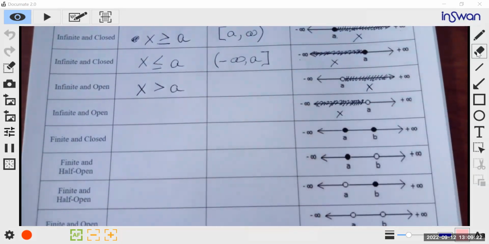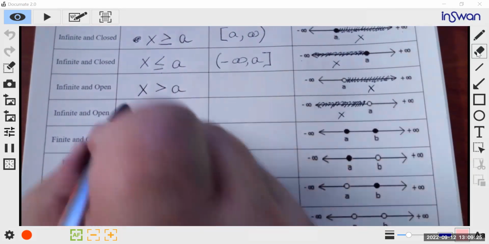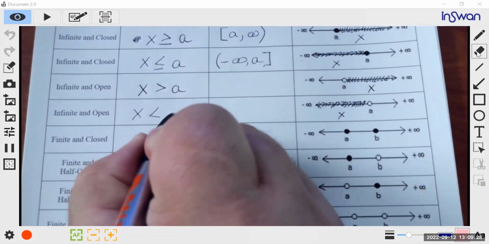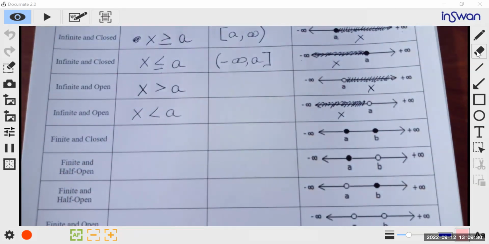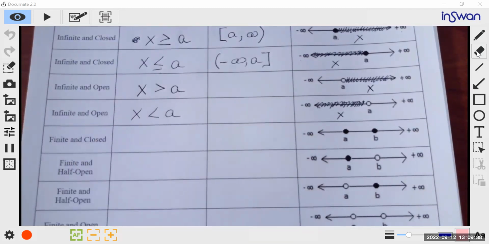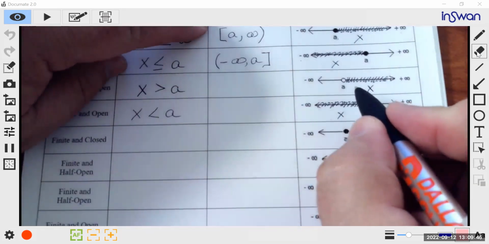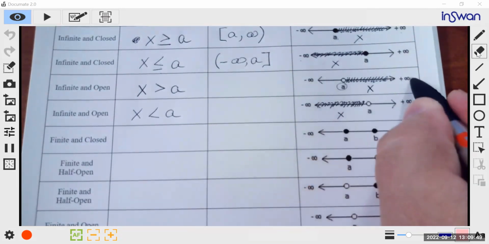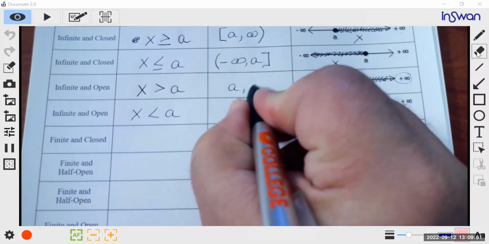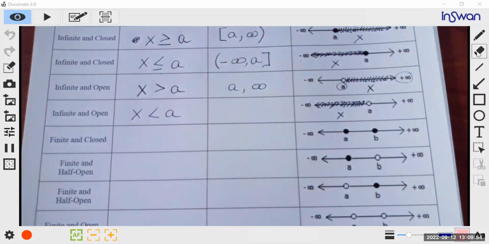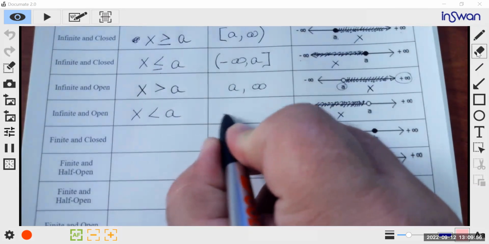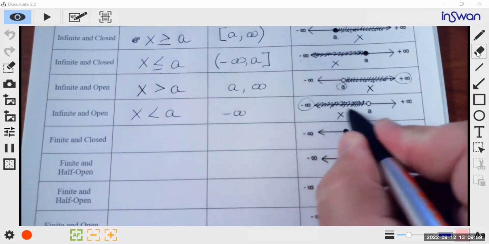And here are my X's. So where's X related to A? X is less than A. Okay, yeah, I just noticed I missed it. So let's look at this one. When you do the interval notation, only look at the beginning and the end. So I begin at A and I go to positive infinity. And the bottom one here, I begin at negative infinity and go all the way to A.